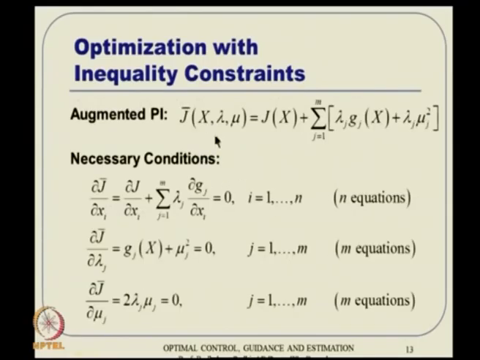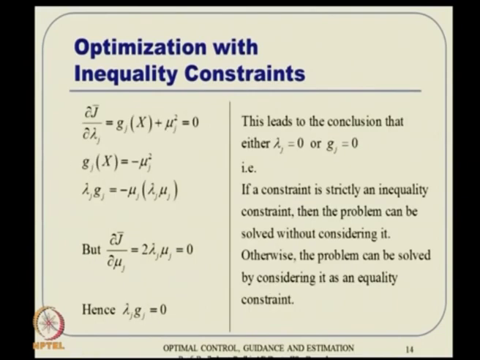So, we augmented it so that J bar becomes not only a function of x and lambda, but a function of x, lambda and mu also. The necessary conditions expand to del J bar by del x i, del J bar by del lambda j, and del J bar by del mu j also. The dimensionality of the problem becomes n plus 2m now. We went ahead and analyzed all these conditions, and ultimately it turns out that lambda j g j is equal to 0. That means either lambda j has to be 0 or g j has to be 0.